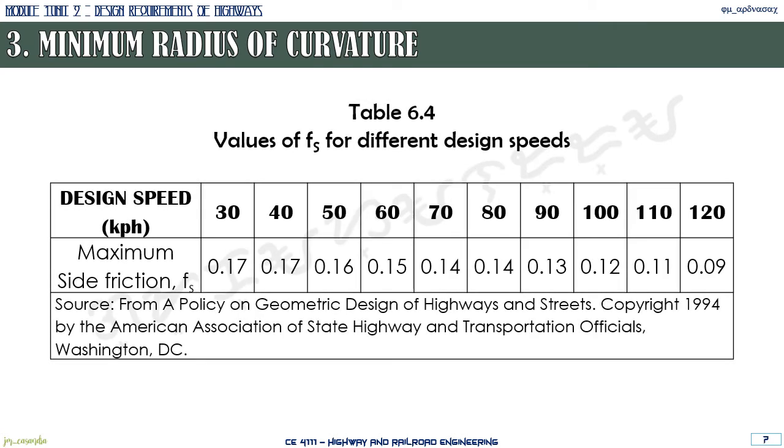In table 6.4, we are given the different values of the side friction for different design speeds. In your modules, we also have table 6.4, but it has different values, as those values are from the 1984 edition of the AASHTO guidelines for geometric design of highways. This one is the more updated one, as it is from the 1994 edition.